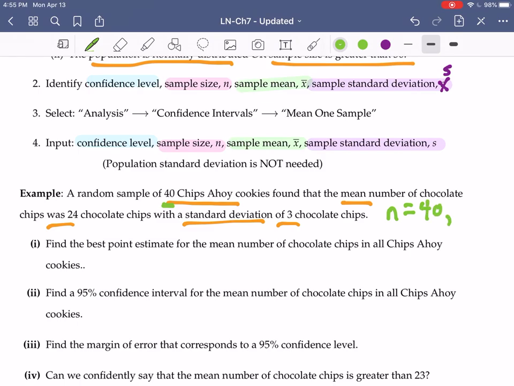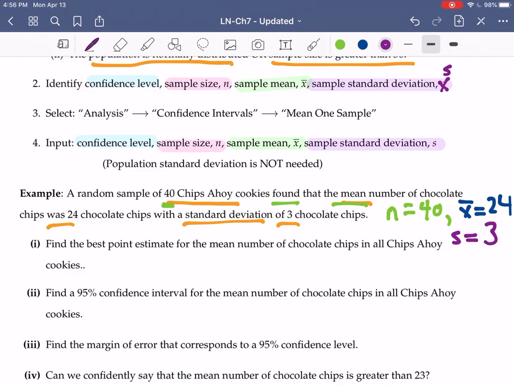So let's read this sentence again. A random sample of 40 found that the mean was 24. So that 24 is the value of x bar. That is the mean specifically for the sample. A random sample of 40 found that the mean was x bar with a standard deviation of 3. So 3 is a standard deviation, but this time it's a standard deviation that is specifically for the sample. So it's no longer sigma is equal to 3. It is now s is equal to 3.